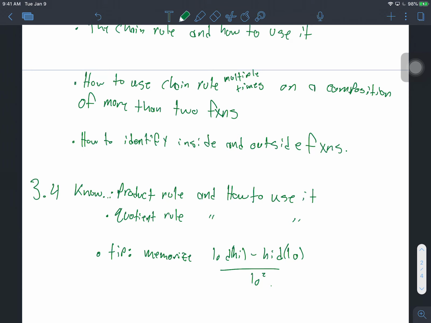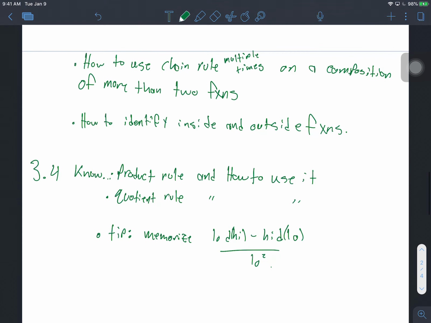So that means derivative of the bottom function multiplied by the derivative of the top, subtract, do the derivative of the bottom function and multiply by the regular top. And then we divide by the regular bottom function squared. Okay, that's the tip for memorizing that, but you can use any mnemonic device that you like.